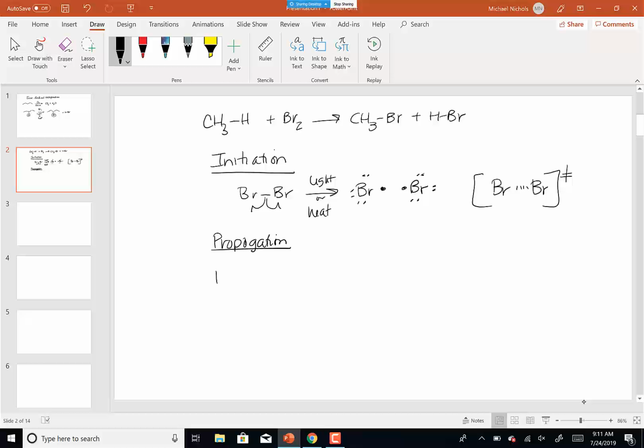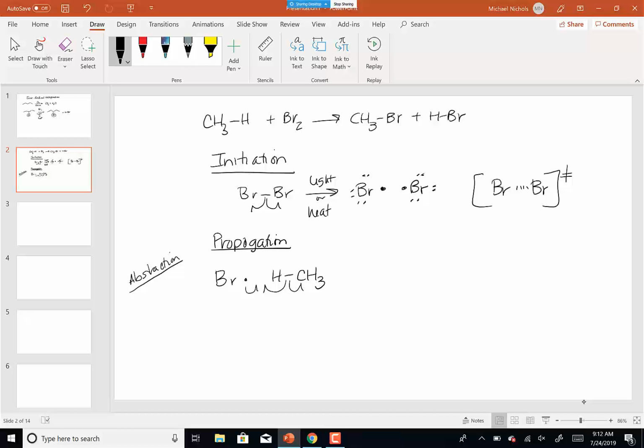So now my Br dot is going to react with one of the hydrogens of the methane. And this process is what's called abstraction. So the technical term is the bromine is going to abstract a hydrogen from the methane. And so what's going to happen is I'm going to break this carbon-hydrogen bond. The carbon's going to get its electron. The hydrogen is going to use its electron to pair up with the Br dot.